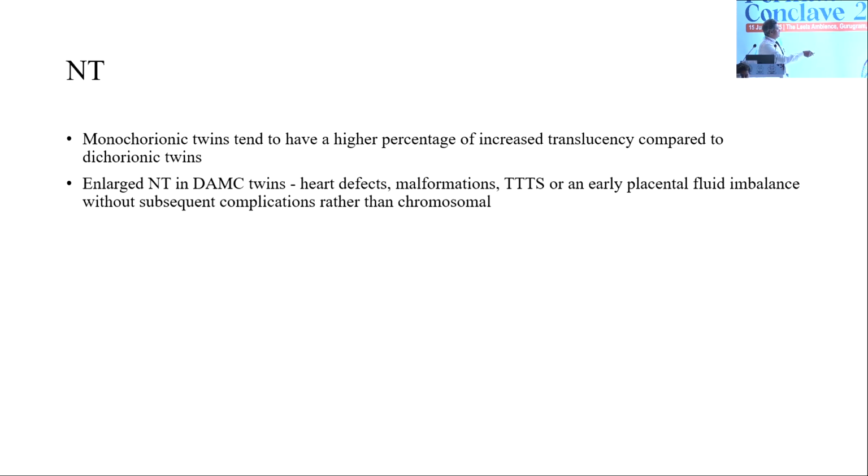NT also is very variable. In a DADC twin, we identify that there could be some chromosomal abnormality. We can have a cardiac anomaly. And in a DAMC, we can have TTTS or TAPS.